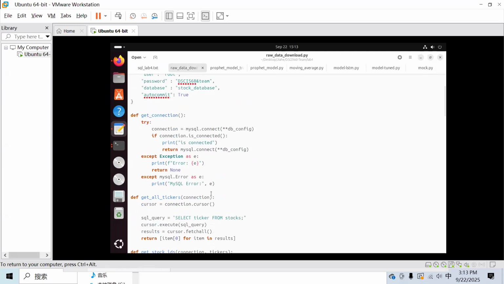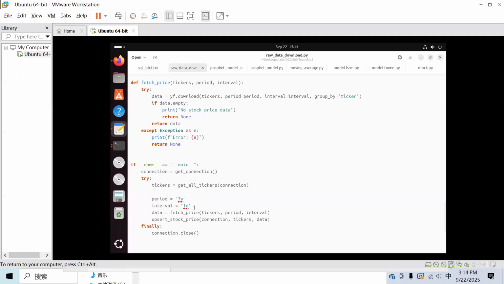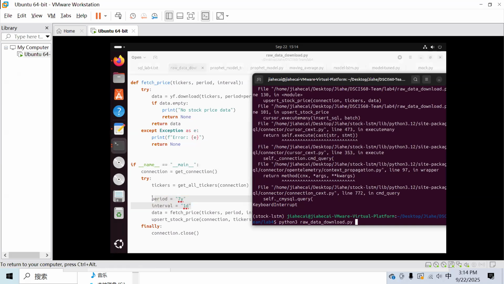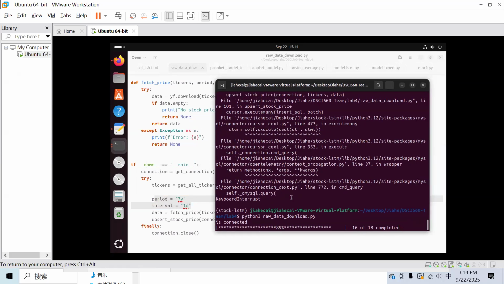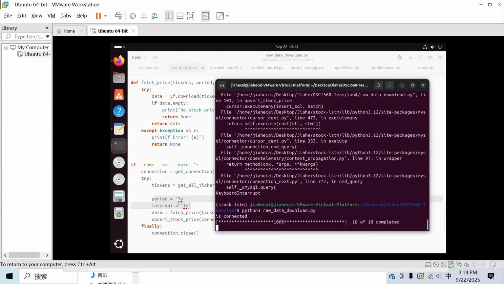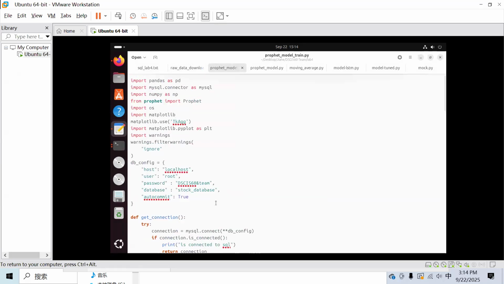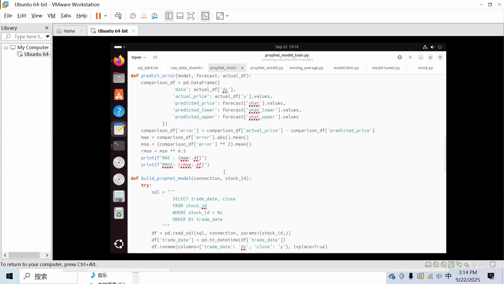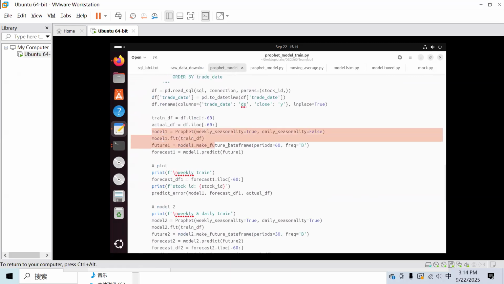First, we grab the data from Yahoo for a period of 7 years and an interval of 1 day. And then we do 3 models. The first one is the Prophet model. I do the training and then select the best model.